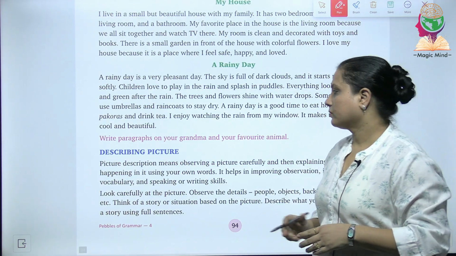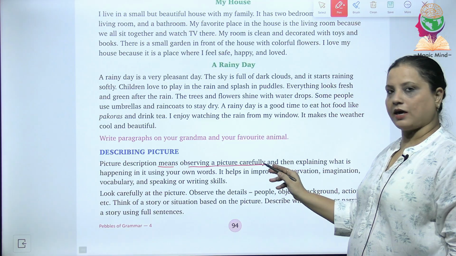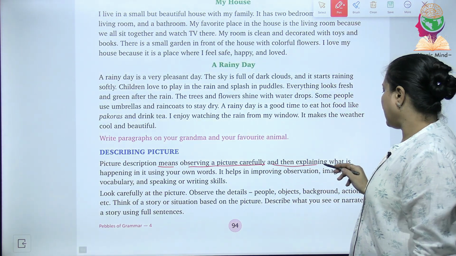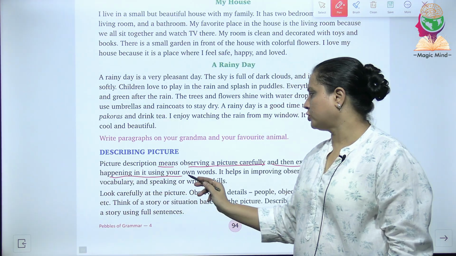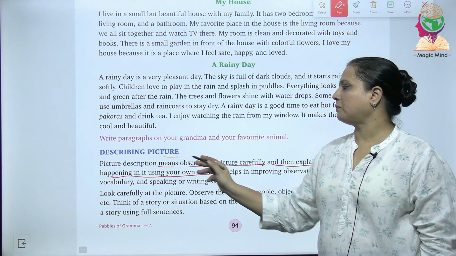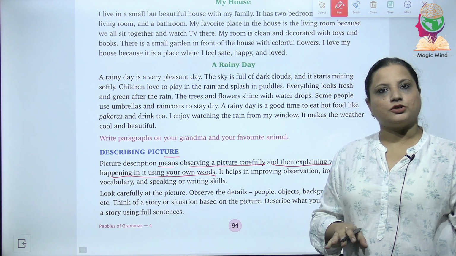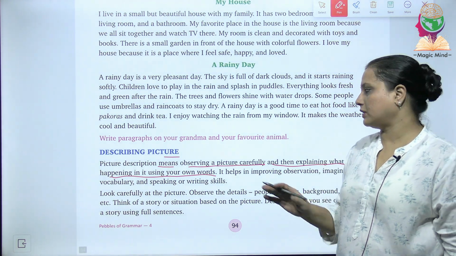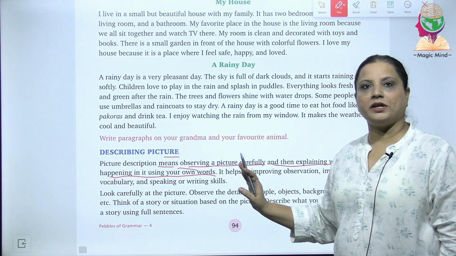Describing picture. Picture description means observing a picture carefully and then explaining what is happening in it using your own words. So, what is describing a picture? It is actually an explanation of a picture. And while writing it, first you have to observe the picture very carefully.